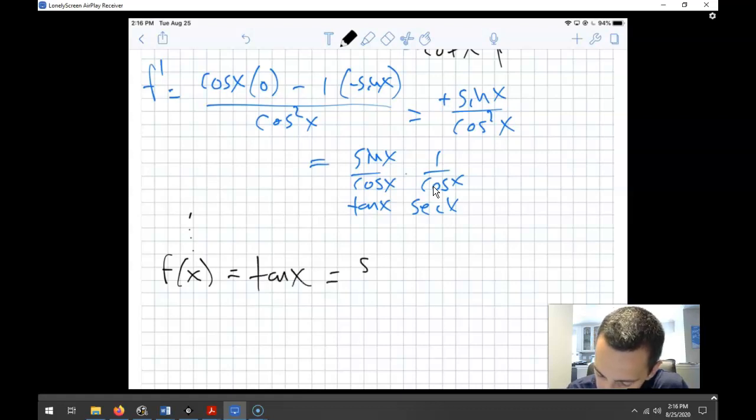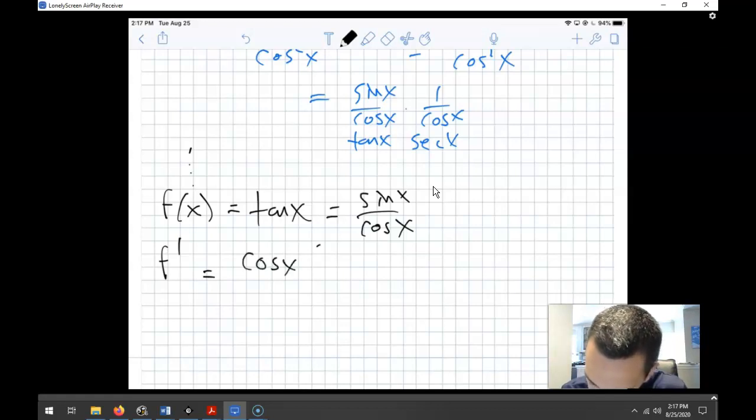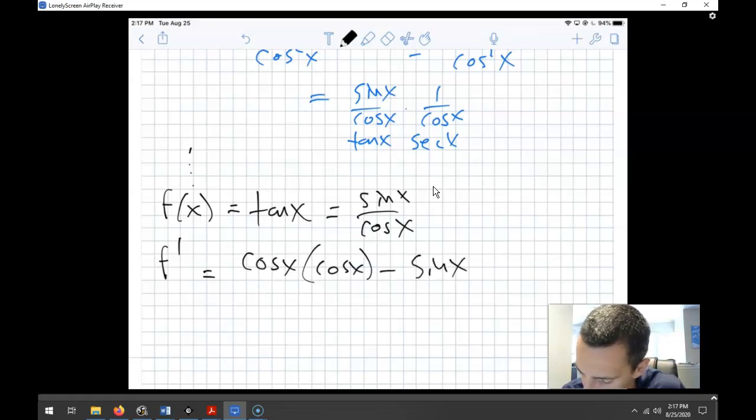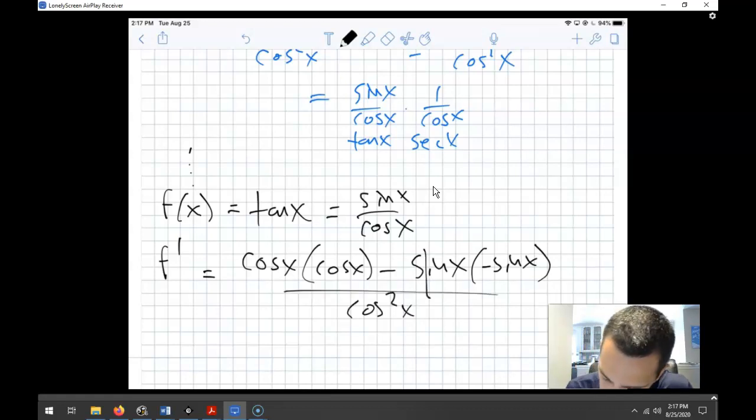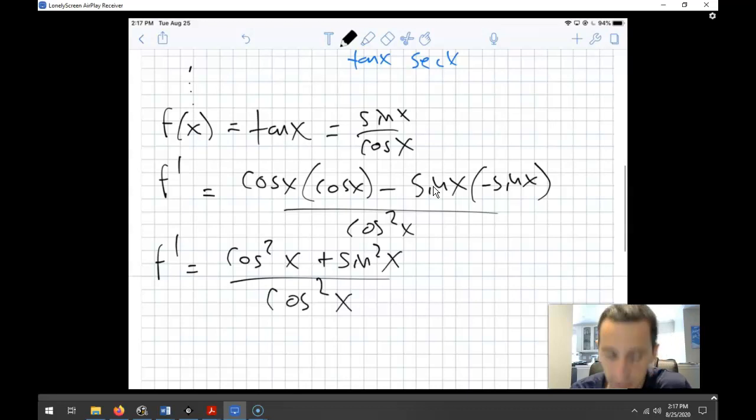You hopefully remember you could write tangent as sine over cosine. So now let's go ahead and use the quotient rule on that. So for my first derivative, I'm going to use the quotient rule. So low d high, derivative of sine is cosine, minus high d low, derivative of cosine is negative sine. Square the bottom, away we go. So what I'm going to get is f prime is cosine squared x minus minus, so plus sine squared x, over cosine squared x.